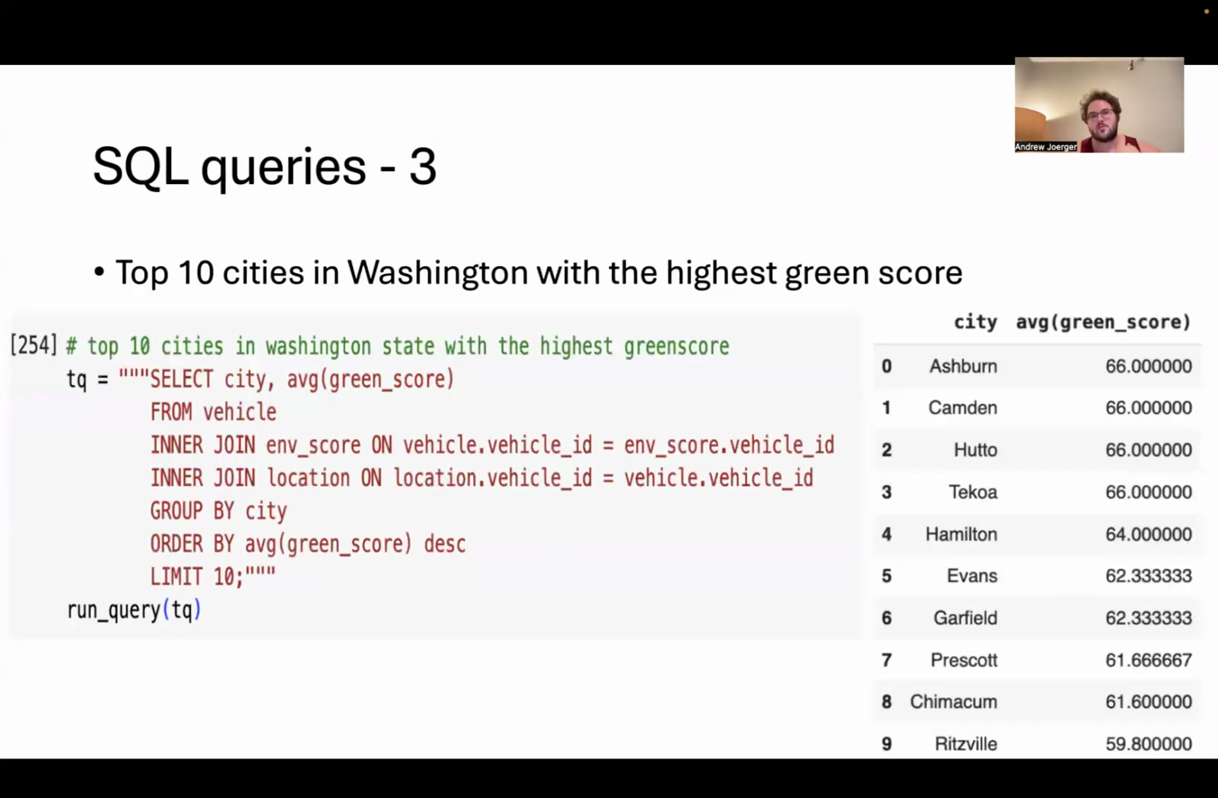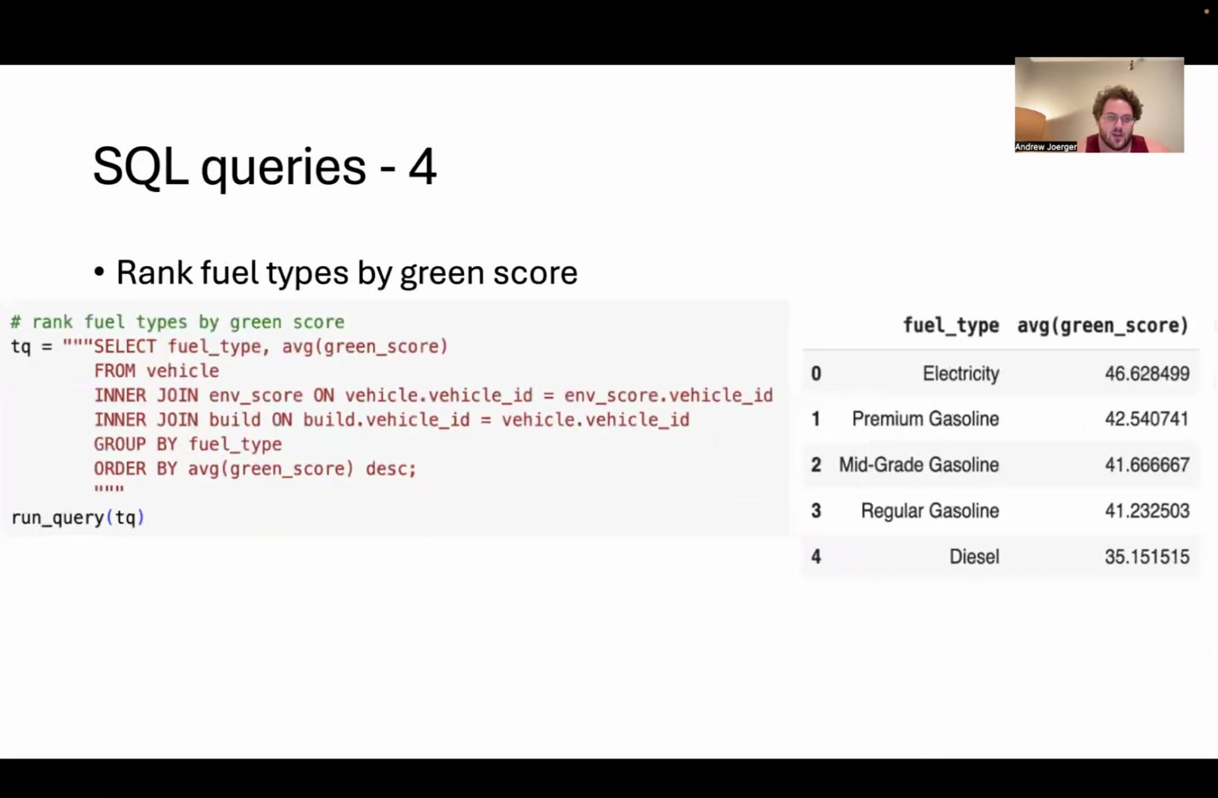Third SQL query is similar, just grouping the top 10 cities in Washington State with the highest green score. Just simply replacing county with city, it gives you this.